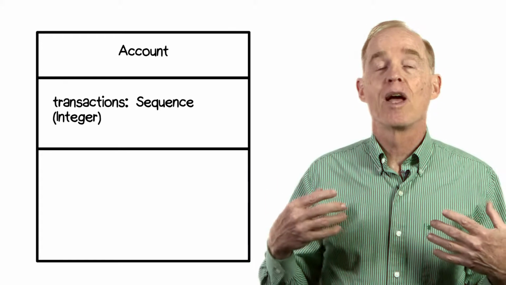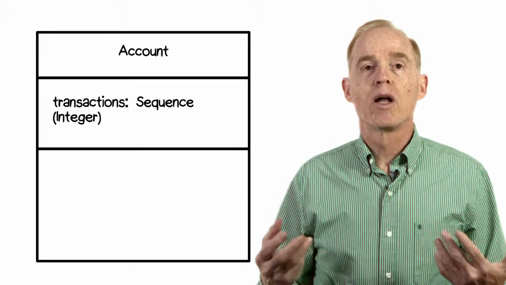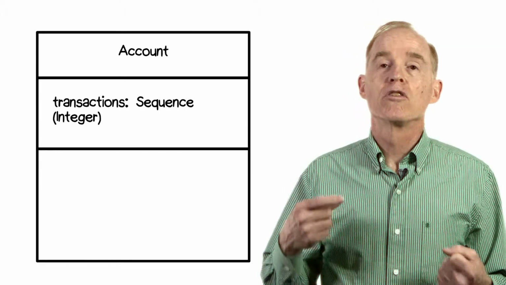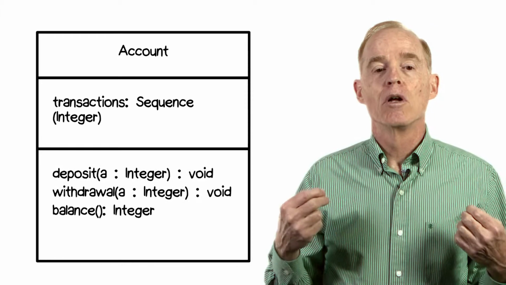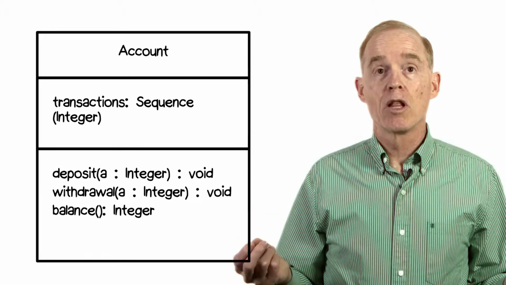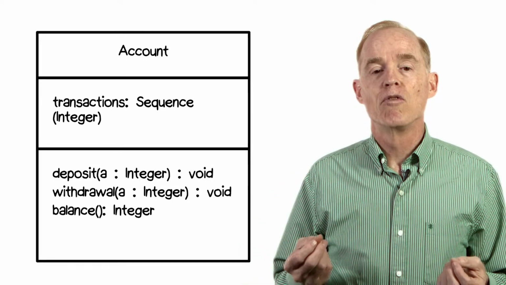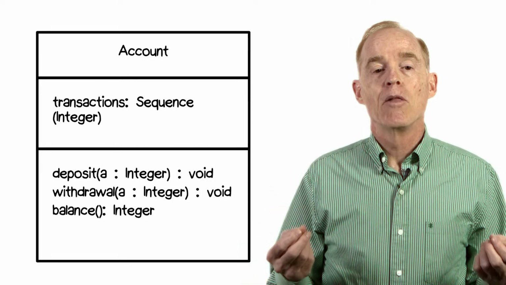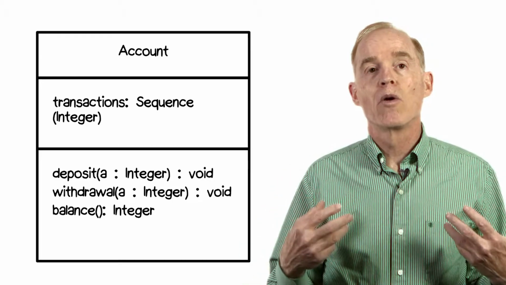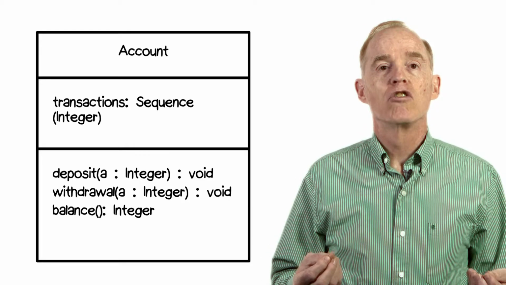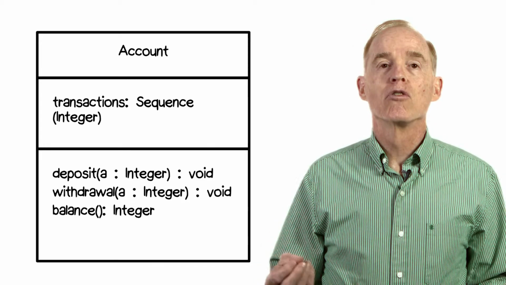The class also has 3 operations corresponding to the requirements. One is deposit, that takes an integer value and doesn't return anything. Second is a withdrawal, which takes an integer value and doesn't return anything. And the third is the query asking for the balance, which doesn't take any arguments, but returns an integer value.